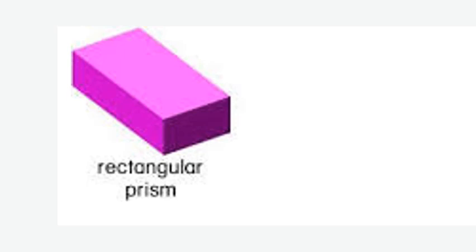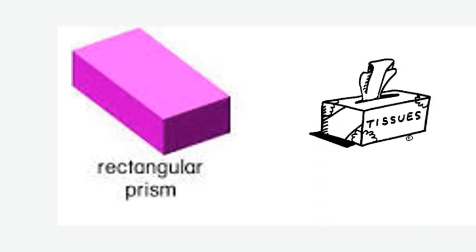You can actually pick up this rectangular prism. And there are different things around that remind you of the rectangular prism. But here's a good example of one. A tissue box. It looks exactly like the rectangular prism shape.